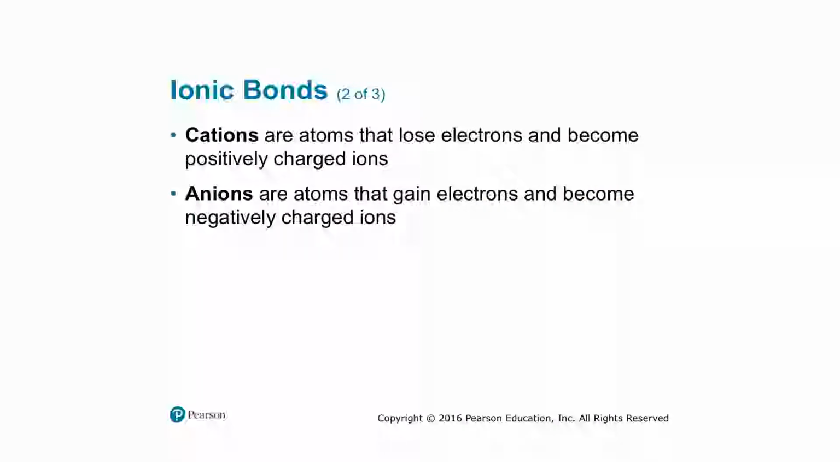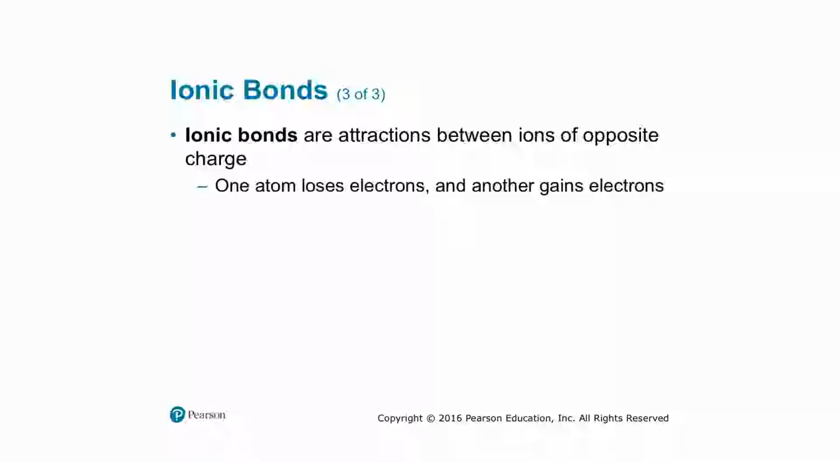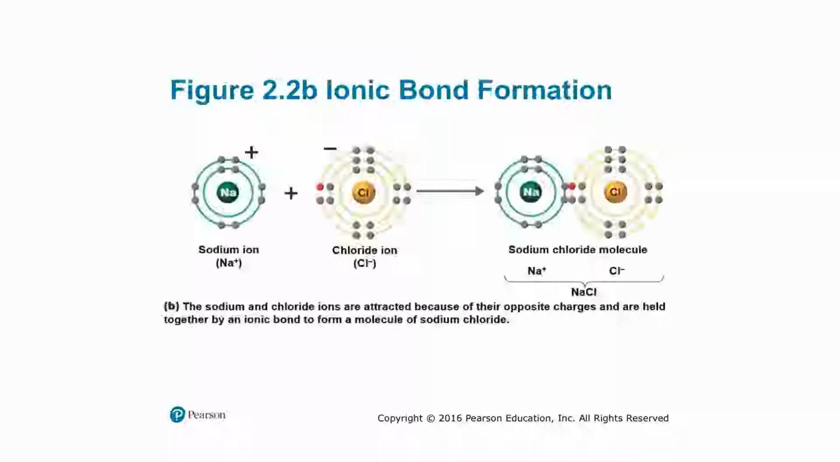So cations are atoms that lose electrons and become positively charged ions, and anions are negatively charged ions. How do I remember this? Well, someone, when they made this up, decided to put a plus sign here in the middle of the cation, and cations are positive. So that's how I remember that a cation is positive and the anion is negative. So ionic bonds are attractions between ions of opposite charge. One atom loses the electron and another gains an electron. And so we just saw this, and so this is that bond, and so we create these 2 different charges here, and then they stick together through the electromagnetic force.